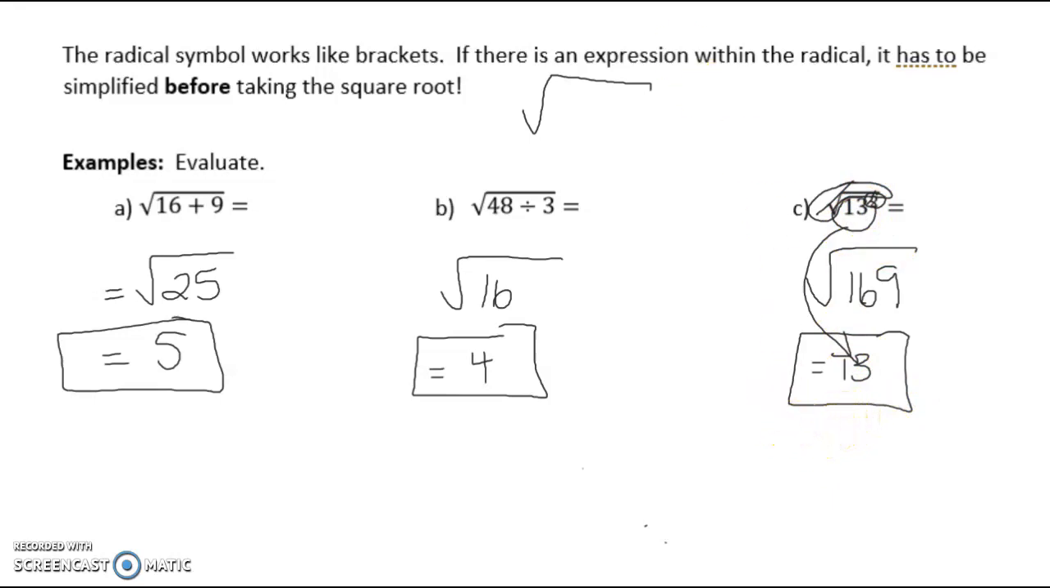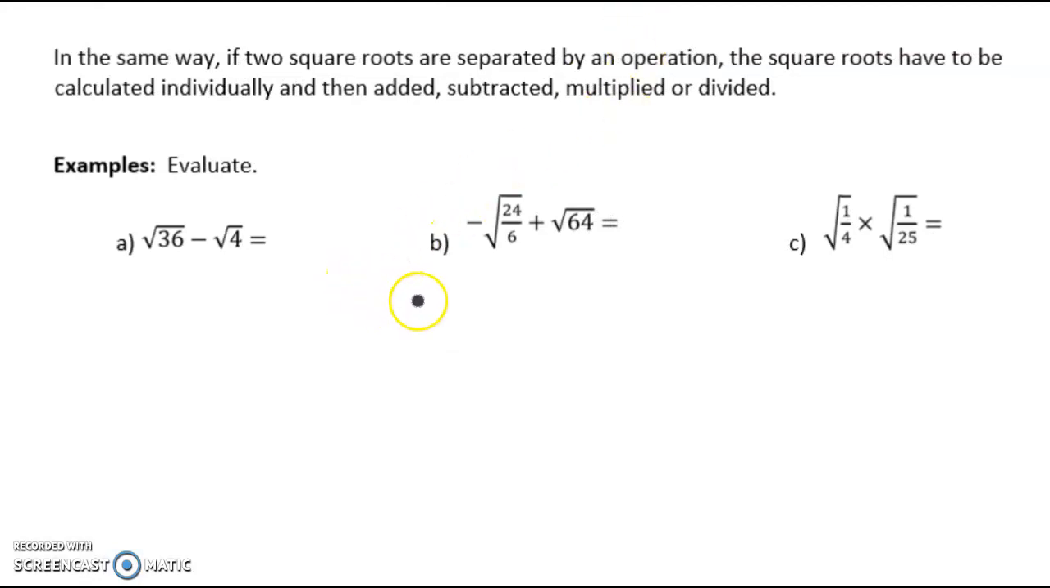Okay, next. In the same way, if two square roots are separated by an operation, the square roots have to be calculated individually and then added or subtracted or multiplied or divided. So with this one, we have to take the square root of 36 first. You put it in your calculator, you will get a 6. Oops, I don't know why I wrote 3. Subtract the square root of 4, which is 2. And now we can subtract: 6 minus 2 gives us 4.